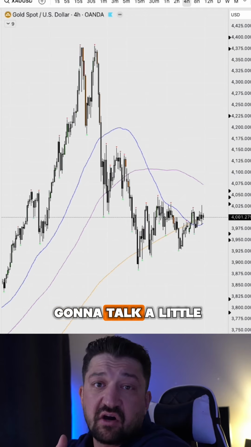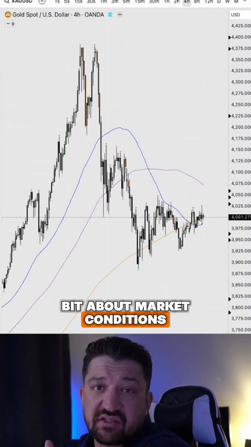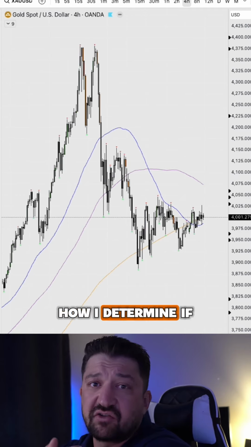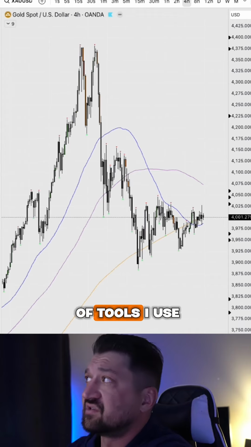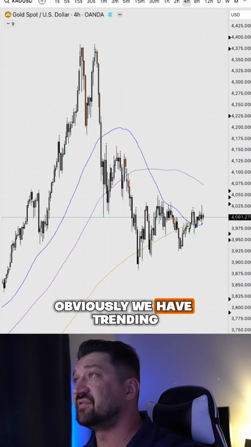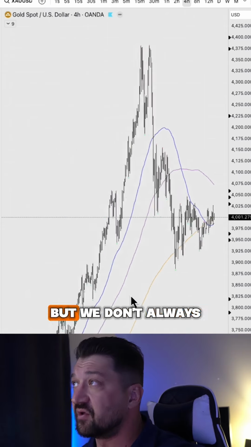Hey guys, today we're going to talk a little bit about market conditions and basically how I determine if a market is trending or consolidating. So there's a couple of tools I use. Obviously, we have trending conditions, which we love, but we don't always have.